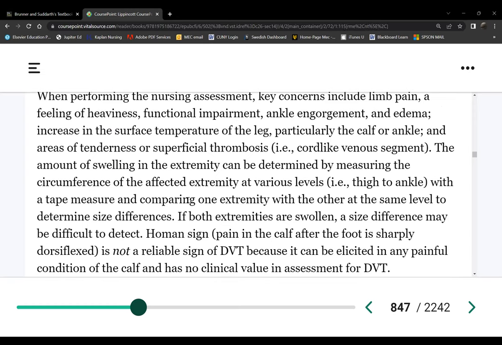Since PEs can start as a DVT, here is the review again of signs and symptoms of a DVT. Do DVTs affect both legs? Typically no, it's always unilateral. You'd be extremely unlucky to have a DVT in both legs. Typically it will only affect one leg, so there will be unilateral leg swelling, not of the thigh, but of the lower leg.